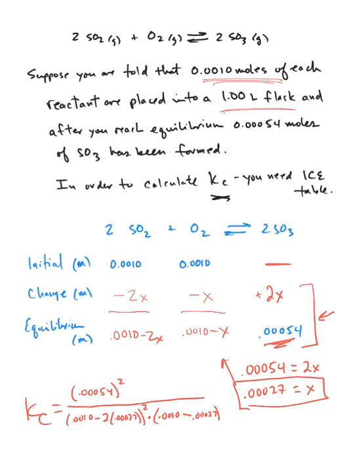I probably could have saved some writing by actually solving for the subtraction. This happens to be 0.00046. And then this one is going to be 0.00073. Okay? So when I solve for Kc, I'm going to need some time on my calculator here.